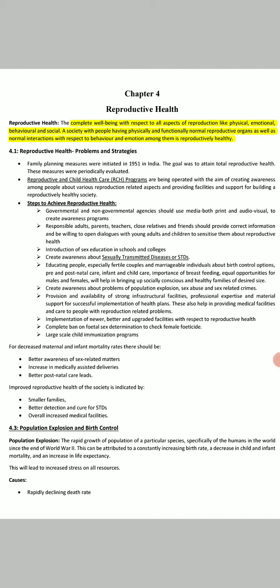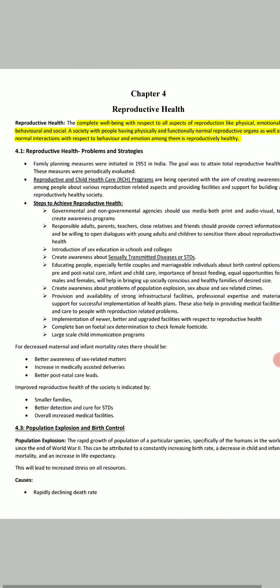For healthy reproduction, you should maintain your physical health, your emotional health, and your social health. You have to remember these 4 parameters, which are very important for maintaining your reproductive health: the physical, emotional, behavioral and social aspects.